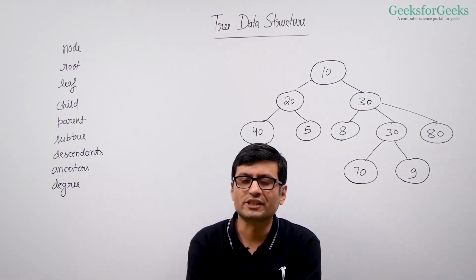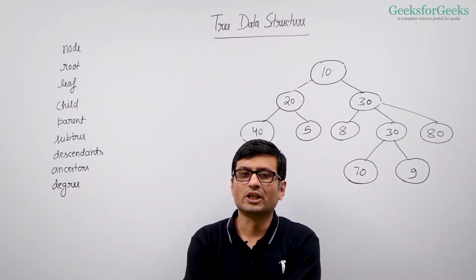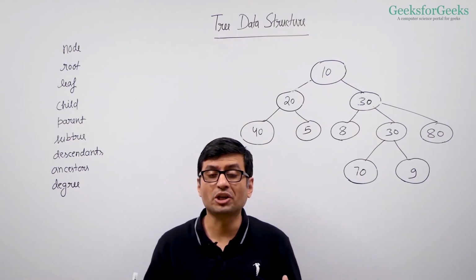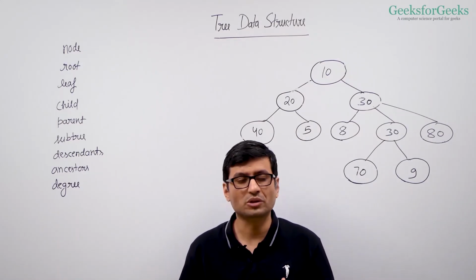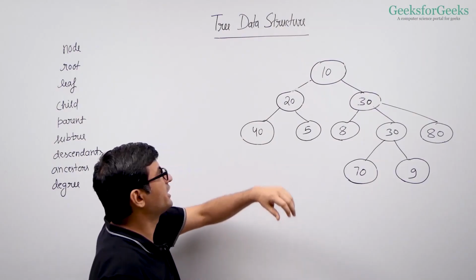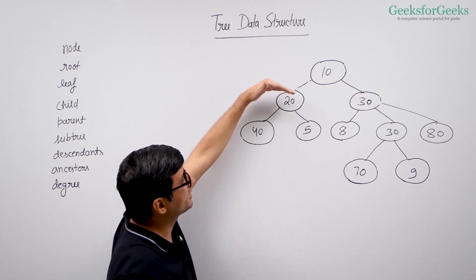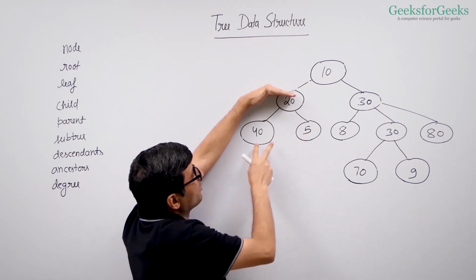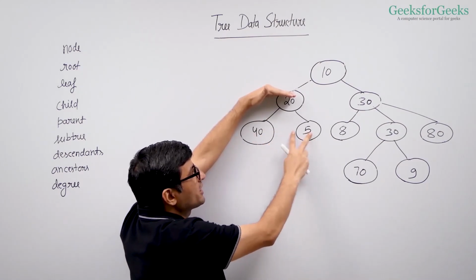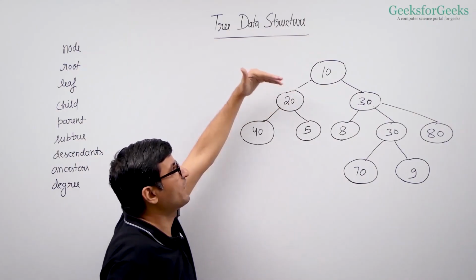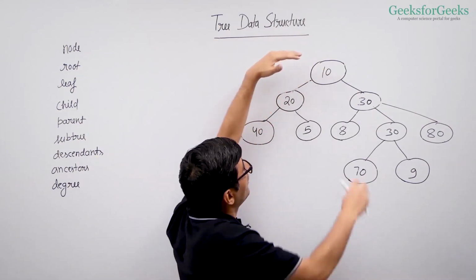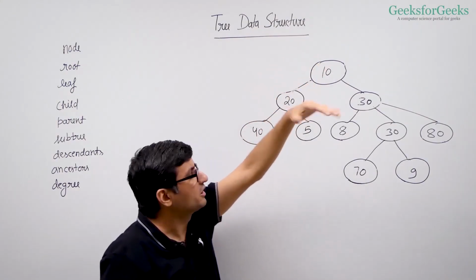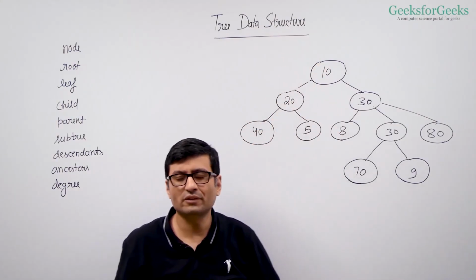Let us now talk about descendants and ancestors. Descendants of a node are all the nodes that lie in the subtree with this particular node as root. For example, if I want to know the descendants of 20, I'll consider the subtree with 20 as root. And 40 and 5 are the two nodes that lie in this subtree. So these two are descendants of 20. Now if I want to know the descendants of 10, everything lies in the subtree rooted with 10 because 10 is root of this tree. So all the other nodes are descendants of 10.